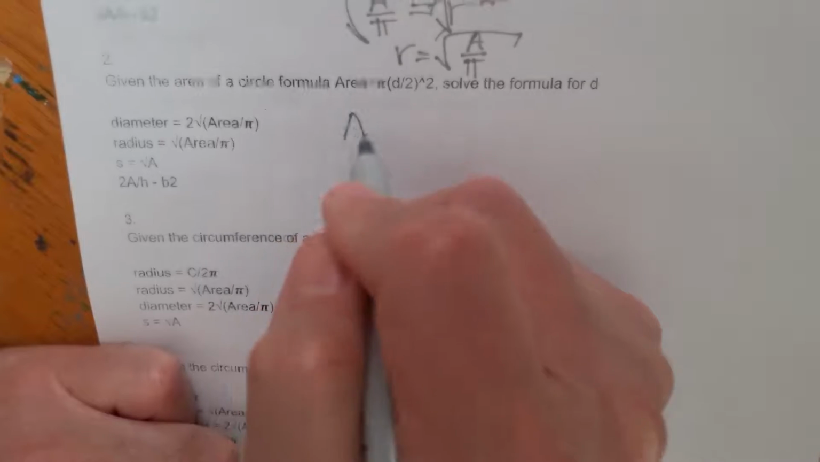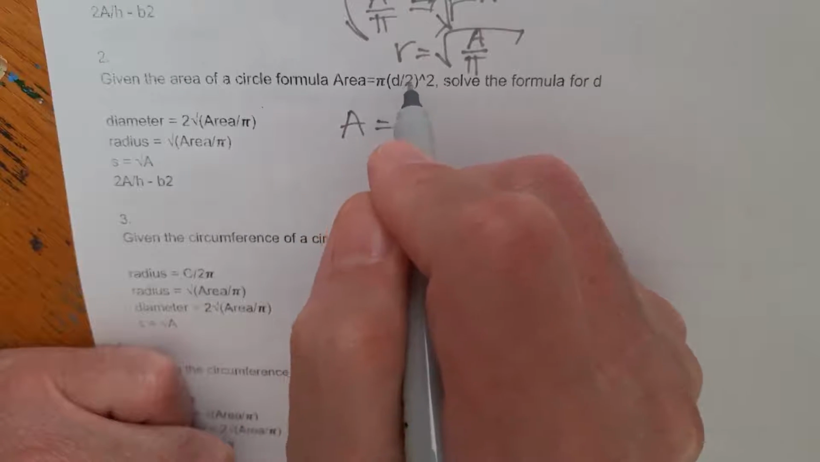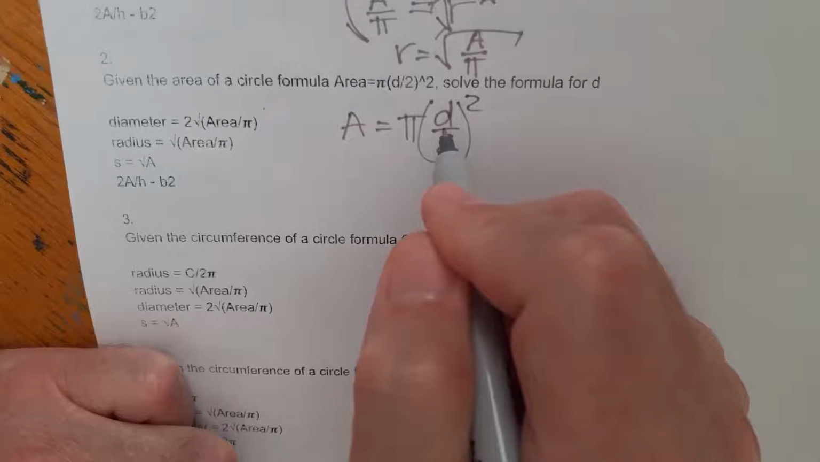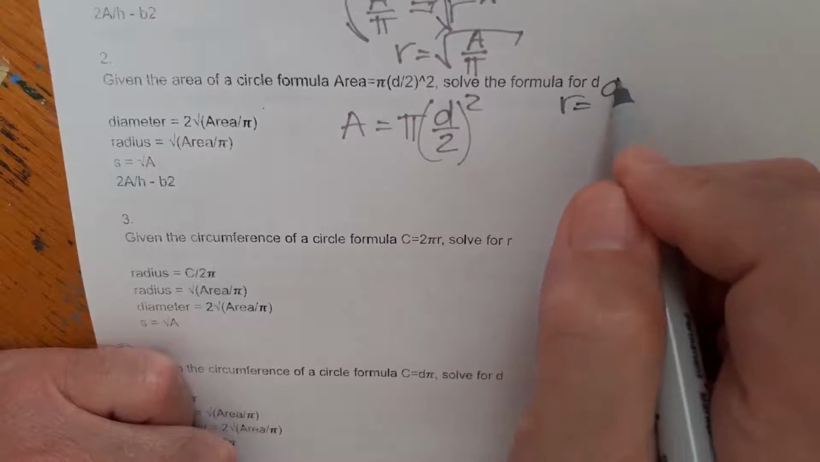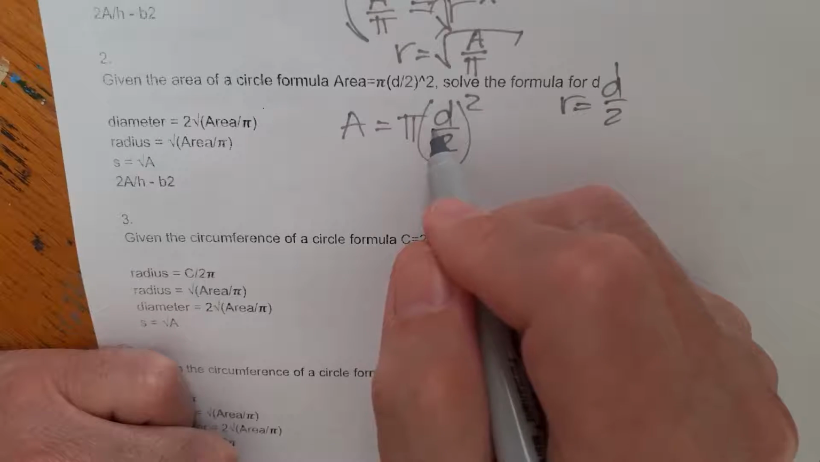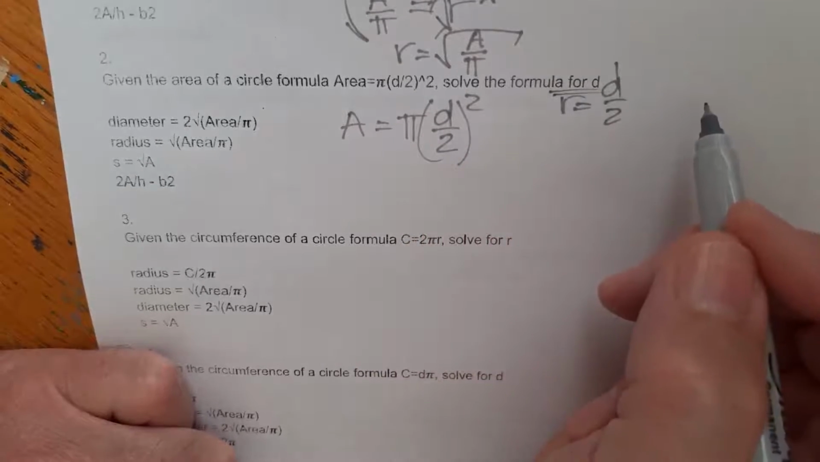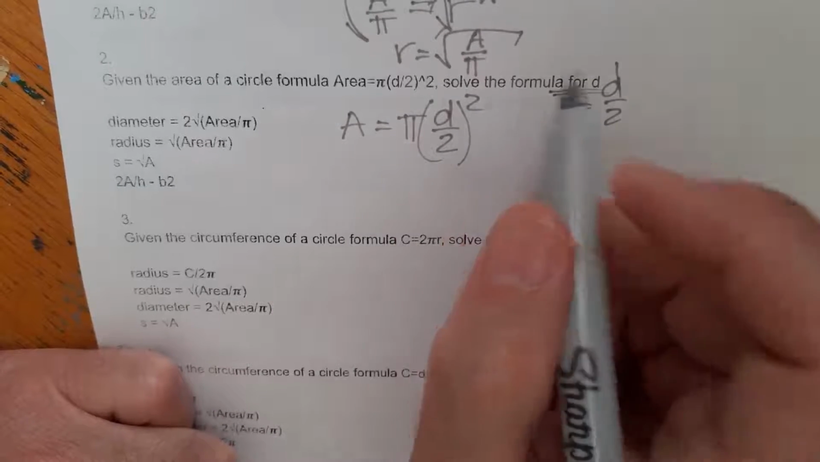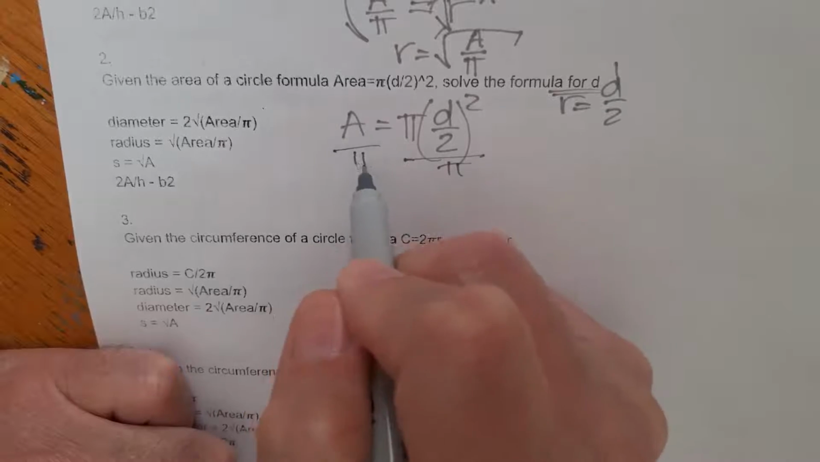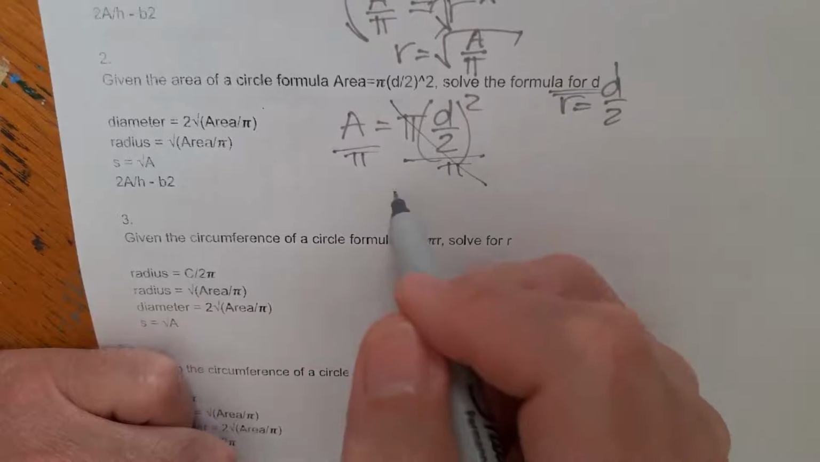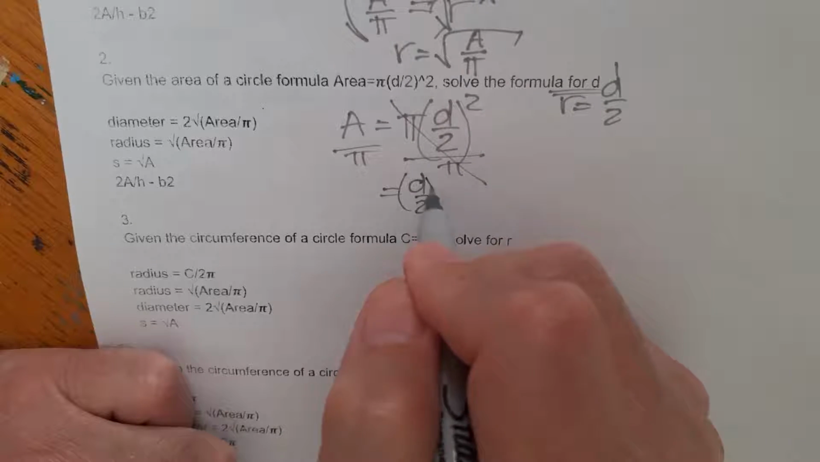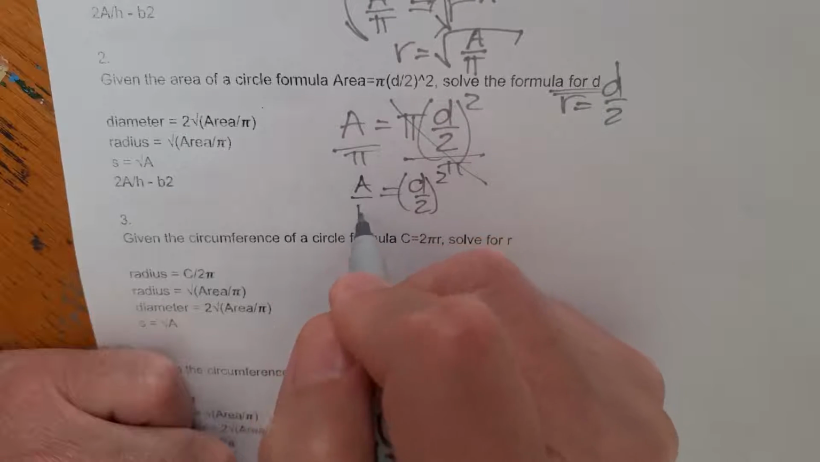All right, given the same thing, area of a circle is pi, we're using diameter now, d over 2 squared. So remember, if this is a radius, and radius is equal to diameter divided by 2, then we could replace the r here with diameter divided by 2. They want us to solve for d. So let's go through the same process. We are going to divide both sides by pi. That disappears it from the right. So now we have d over 2 squared equals a over pi.